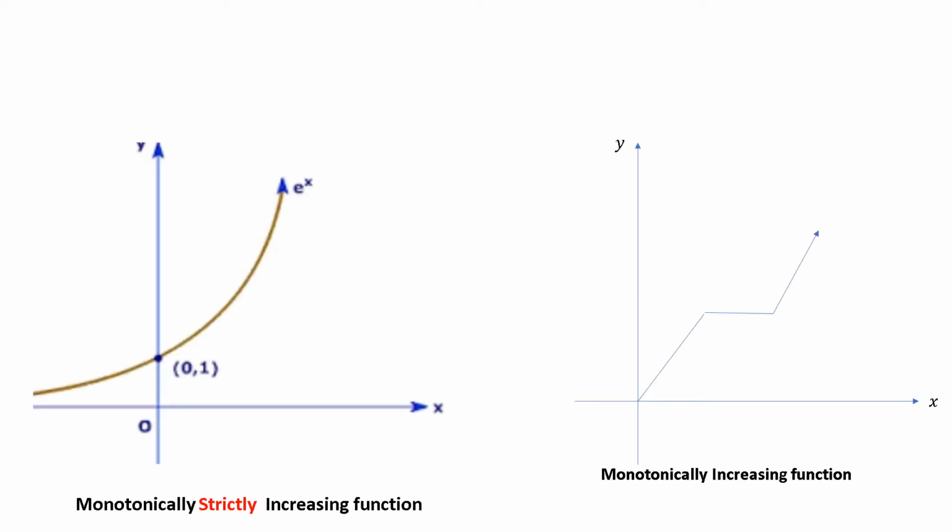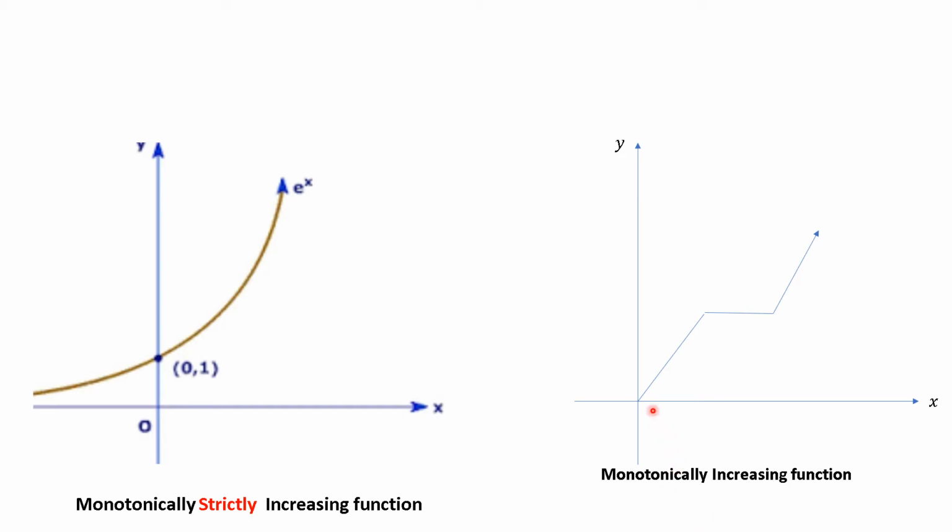Now let us see increasing functions. In increasing functions, there are two types: increasing in strict sense and usual sense. See, in the first graph, y is equal to e power x. As x goes on increasing, f of x is also increasing. There is no stability in this graph or decreasing at any point. So we call this type of graph a monotonically strictly increasing function.